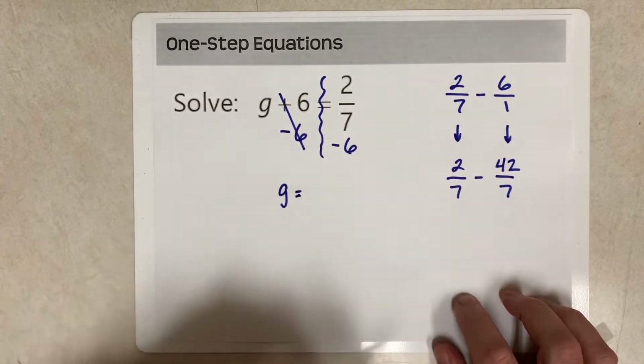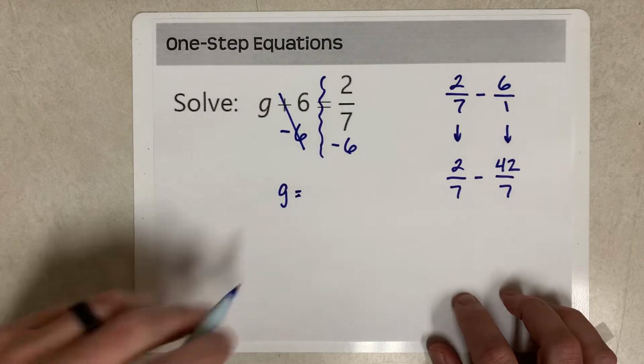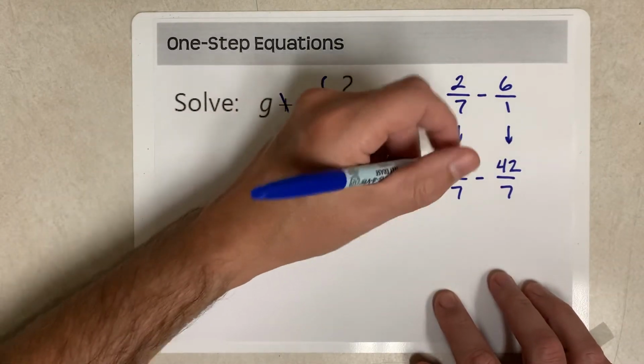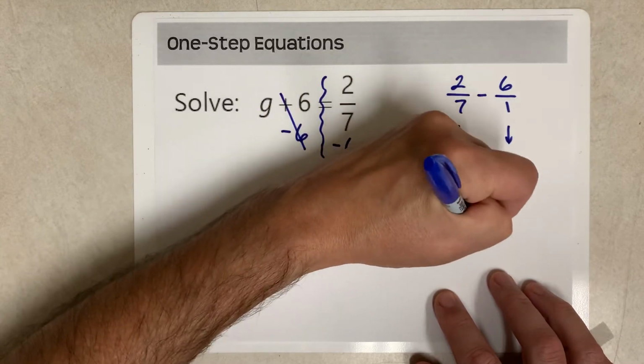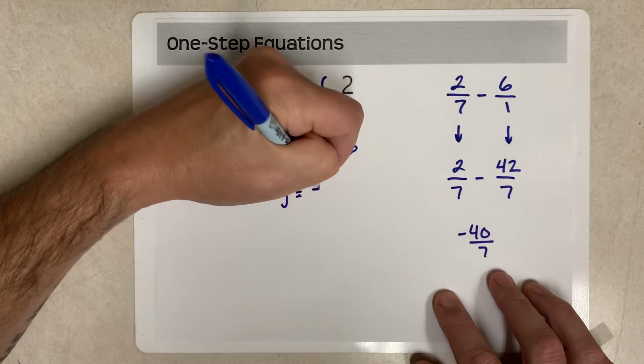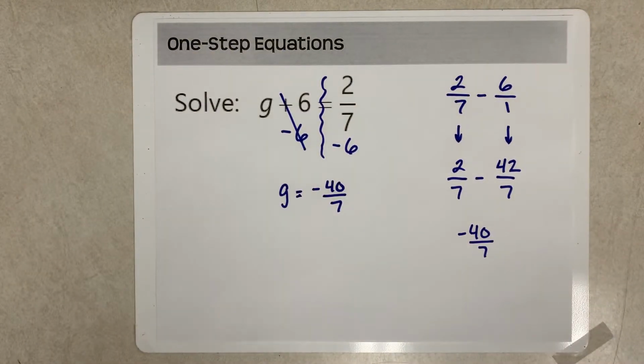And 42 divided by 7 should give us 6. And so if you check that, and so you probably should if you don't know your multiplication tables very well, but 7 times 6 is 42. 2 take away 42 now is going to be -40 over 7. So -40 over 7 should be it for that one. All right.